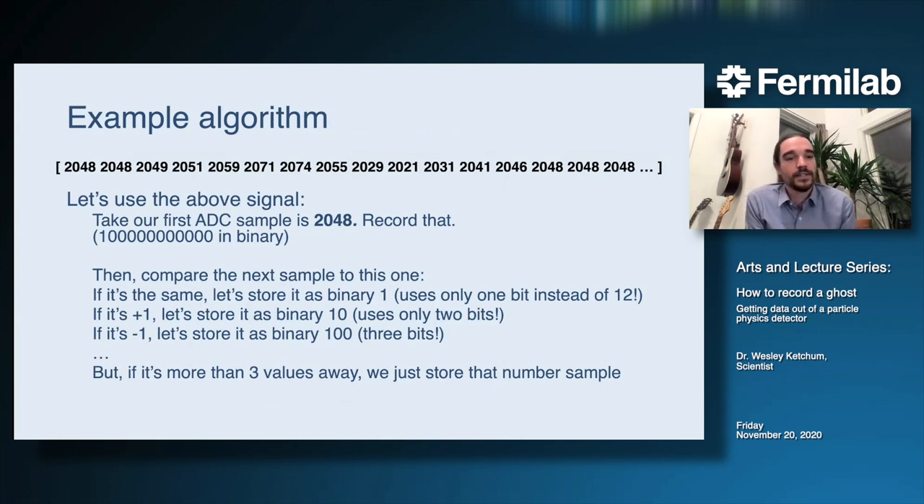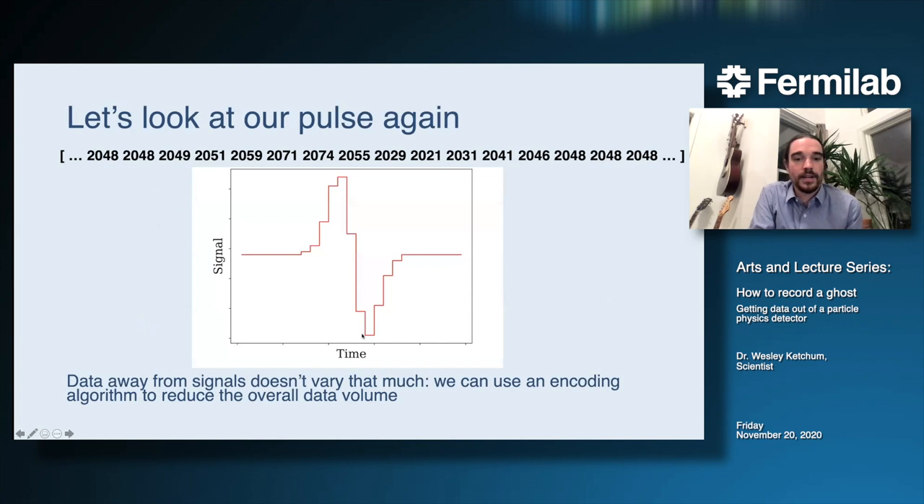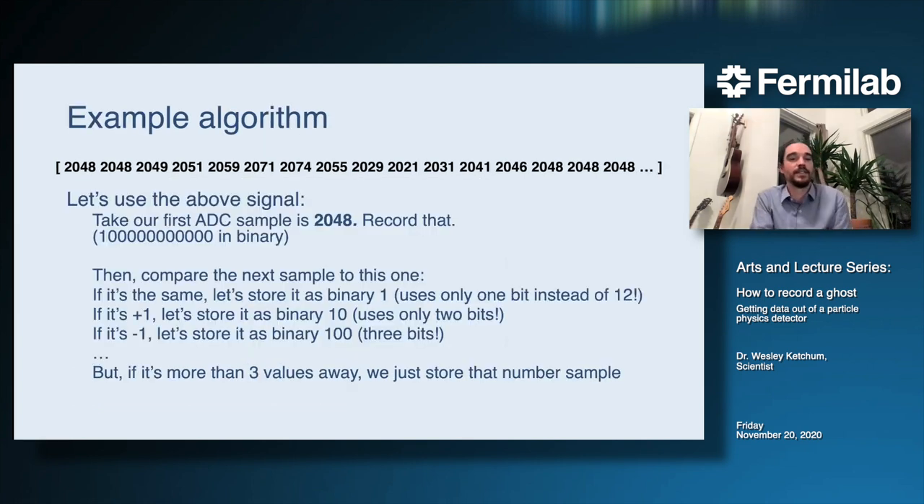We can do something like this. Let's look at our series of numbers that represent our waveform, the same numbers inside each of the blocks of the waveform presented there. The very first sample is 2048. Let's record that: that's 12 bits in binary, 100000000000. Now let's look at the next sample. It's also 2048. So we compare the next sample to the previous one, and if it's the same, rather than store the whole 12-bit binary value, we can just encode it as a 1 in binary. So we use one bit instead of 12.